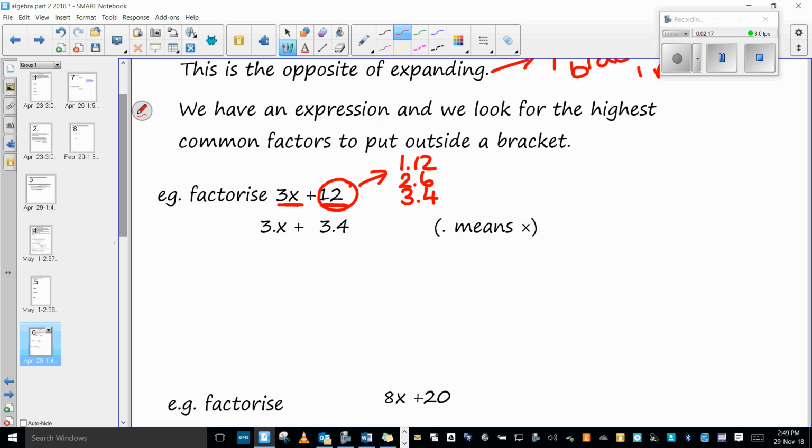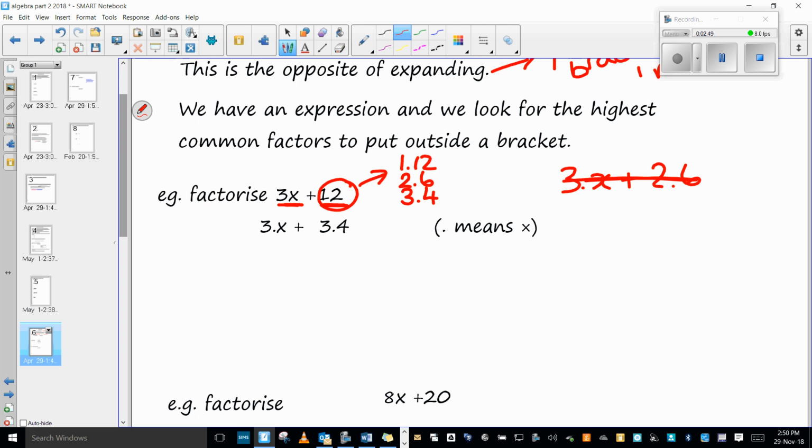Because there was a 3 in this first one, it was a good choice to have the 3 multiplied by 4 for the second term. Because if I had 3x plus 2 times 6, there's nothing common there, is there? So that's not helpful. Whilst it's an equivalent statement, it's not helpful. The 1 and the 12 come from numbers that multiply together to make 12.